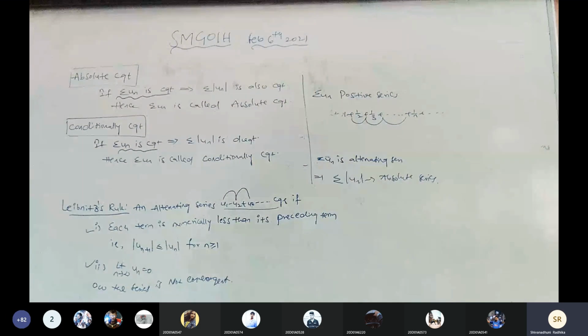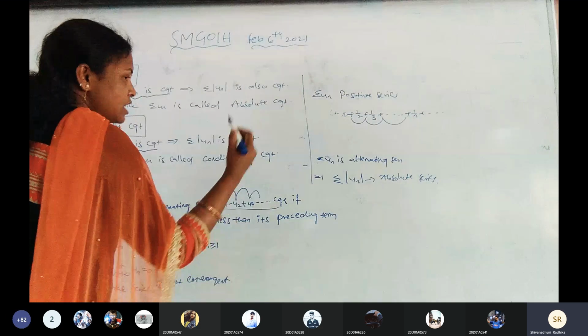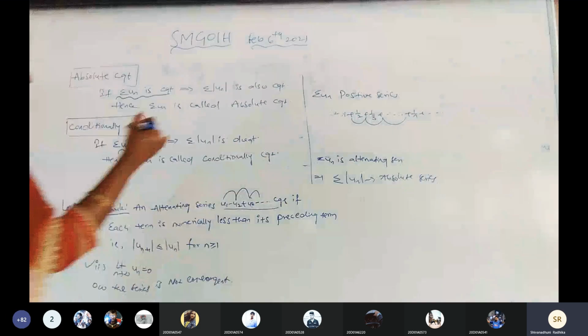Once again, I'm going to explain. Always the preceding term is the bigger value compared with the succeeding term. You have to take any two values. The preceding value is the bigger value.